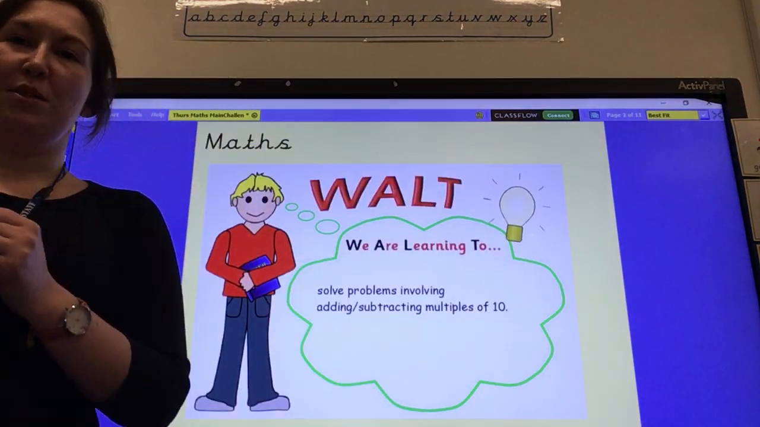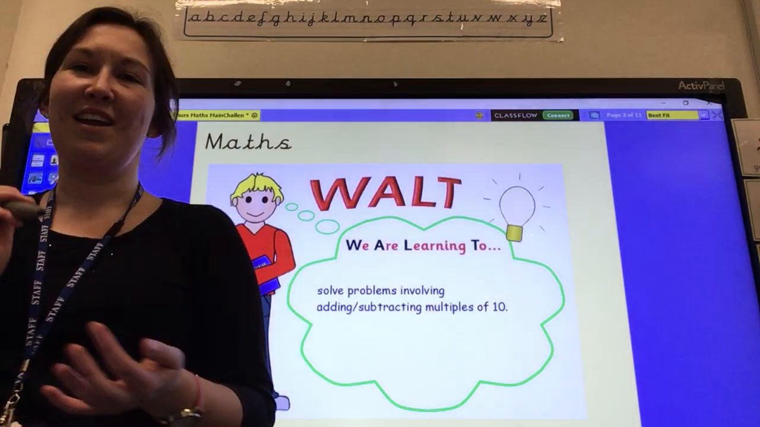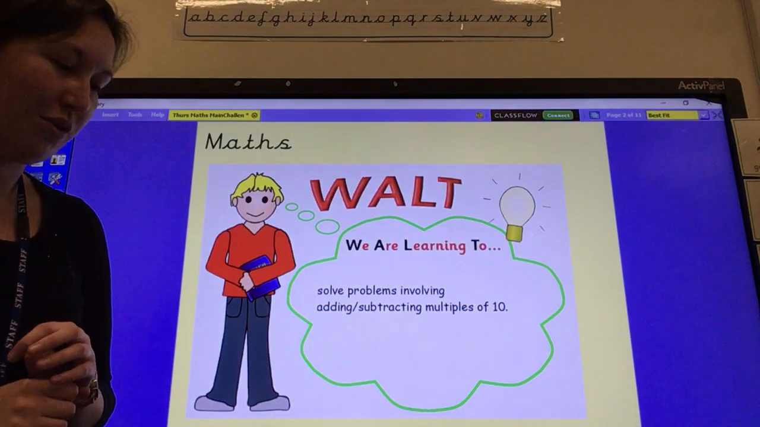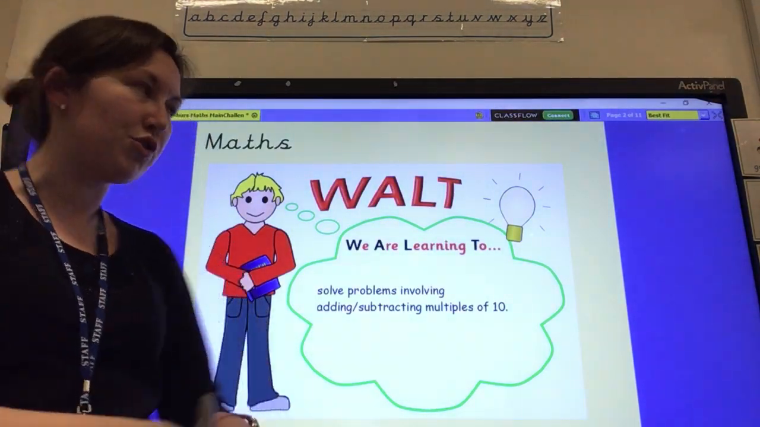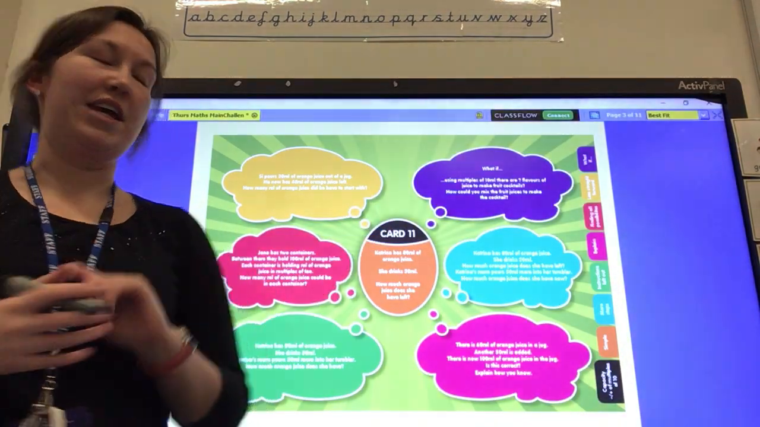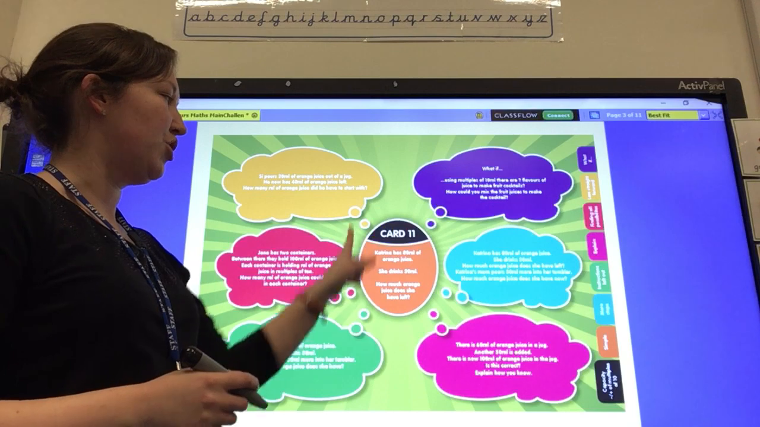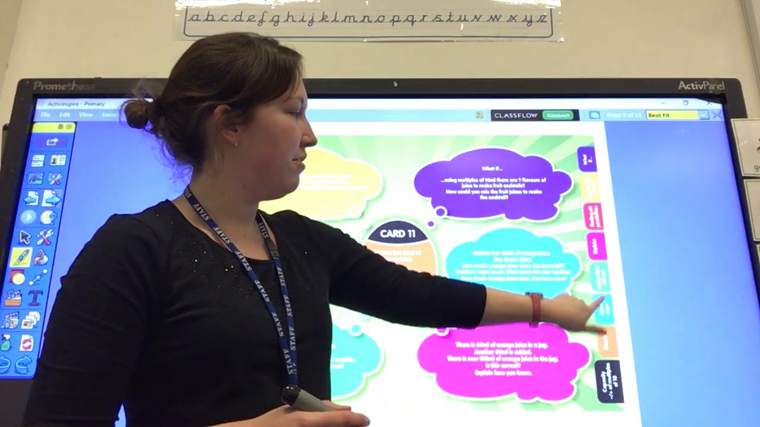So today's maths lesson. Today we are learning to solve problems involving adding and subtracting multiples of 10. Now today's lesson is a little bit different to usual. We have got a challenge card today where we've got our main challenge, which is the simple challenge in the middle. Then, as you can see, there are different colours.